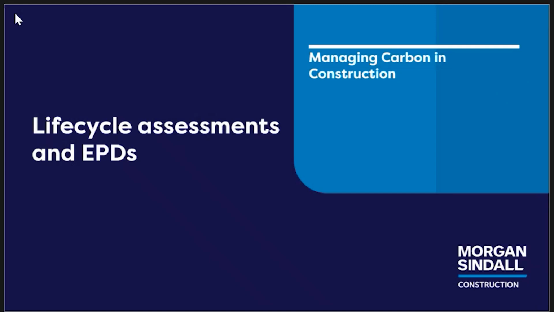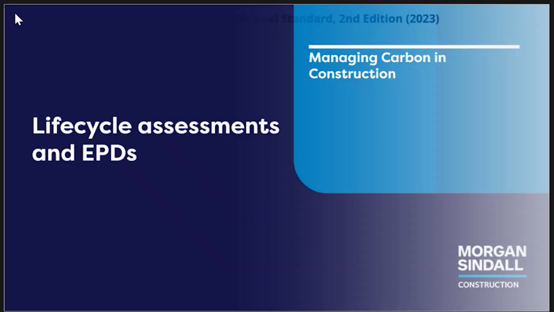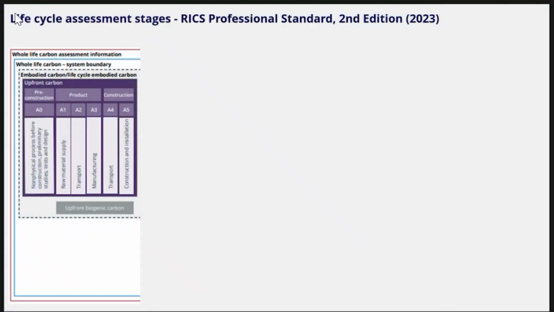So I'm going to talk about life cycle assessments and EPDs. To do that, I'm going to use the extract from the RICS Professional Standard, 2nd edition. This is how we measure buildings. This is how we measure products. They follow gateways, which you can see there. A0 is typically surveys. A1 is raw materials coming into a factory. A2 is the transport of the raw materials to that factory, and A3 is making that product.